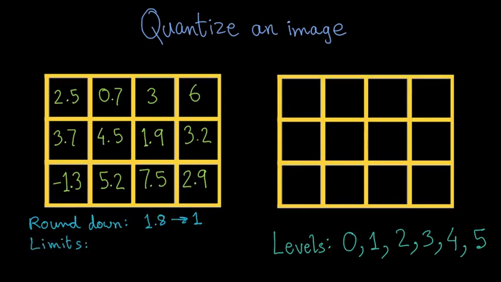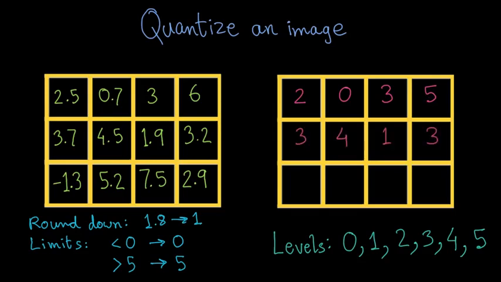Also, be careful about the limits. Anything less than the lower limit, 0, should be converted to 0, and anything greater than the upper limit, 5, should be converted to 5. To get the quantized matrix, convert each number, always rounding down. Integer values within the given range remain the same. Anything above the upper limit becomes 5. Similarly, anything that is less than 0, in this case minus 1.3, becomes 0, and so on.